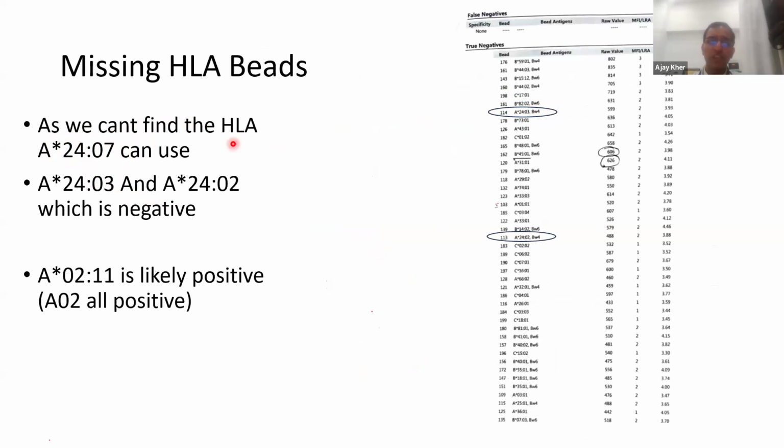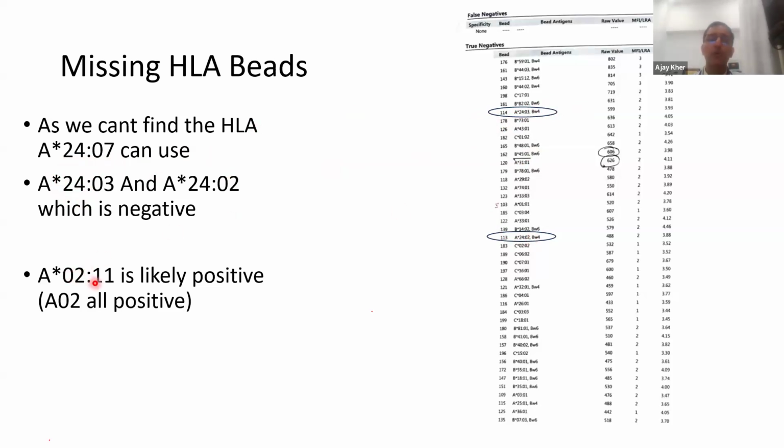So 2407 is the donor typing. That bead is not available at all in the bead panel. So you can do a few things to try and answer the question, are there any donor specific antibodies or not? You can use the antigen, which is 24, instead of the full allele, 2407, and look at other beads that are A24 and see if there are any antibodies. So 2403 is negative, 2402 is negative. So you can presume that 2407 is also likely to be positive.